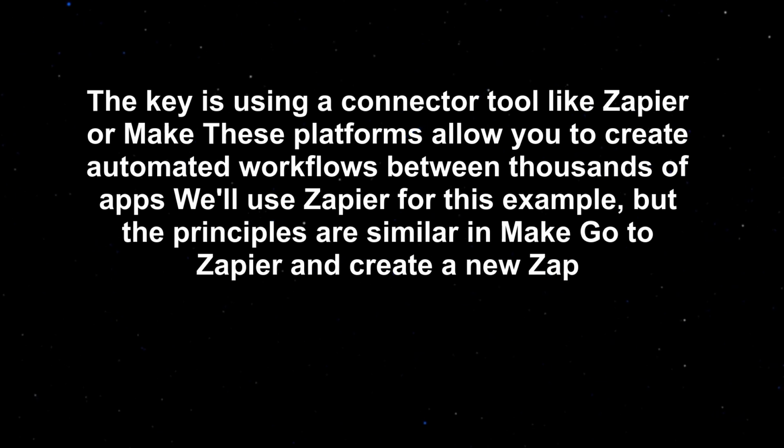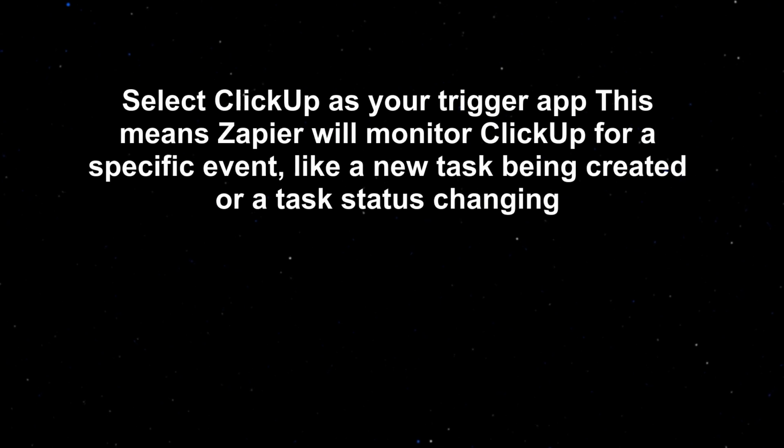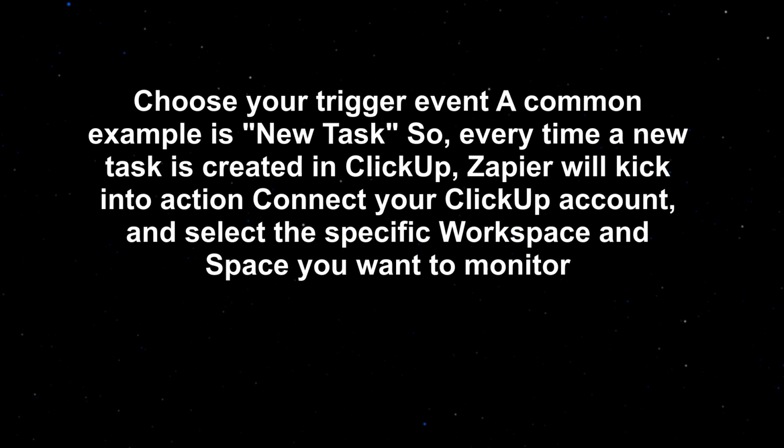Go to Zapier and create a new Zap. Select ClickUp as your trigger app. This means Zapier will monitor ClickUp for a specific event, like a new task being created or a task status changing. Choose your trigger event. A common example is new task, so every time a new task is created in ClickUp, Zapier will kick into action. Connect your ClickUp account and select the specific workspace and space you want to monitor.